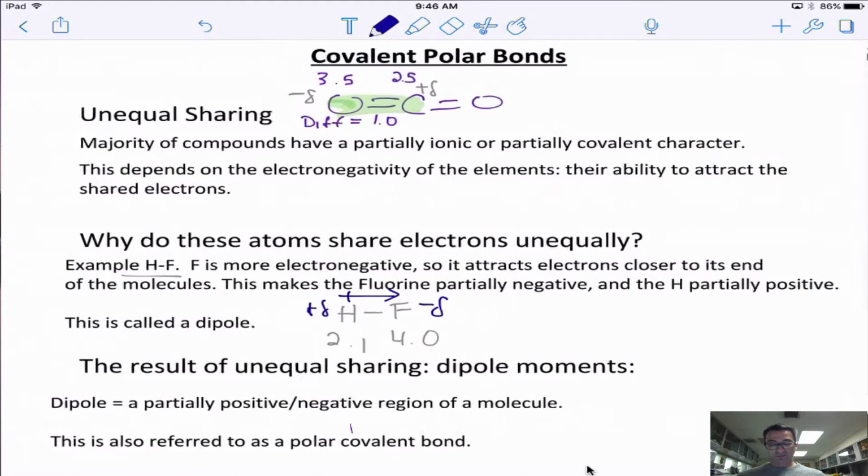Now, as a result of this, this is called a dipole. Two poles, positive and negative. This unequal sharing is sometimes referred to as a dipole moment. You can actually calculate a value for this, but that's beyond what we need to be able to do for this course.